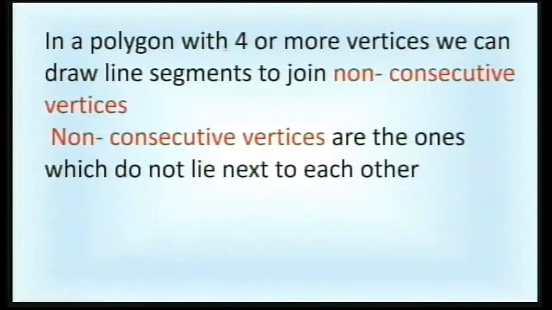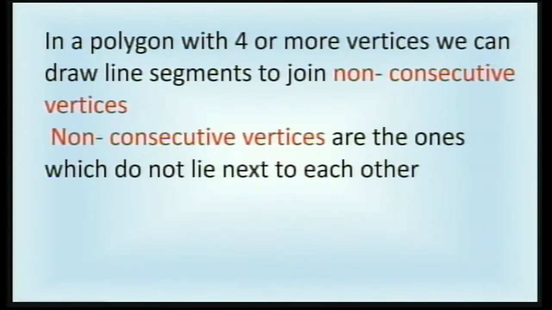Yeah, this is what I was talking about. In a polygon with 4 or more vertices, we can draw line segments to join their non-consecutive vertices. Why should I say only 4 or more vertices? This is very important, because in a 3-sided polygon, we will never end up with any non-consecutive vertex at all, because each one will be adjacent to 2 other vertices. So only when you have polygons with 4 or more vertices, we end up with non-consecutive vertices.